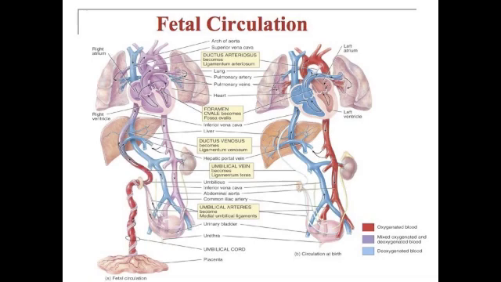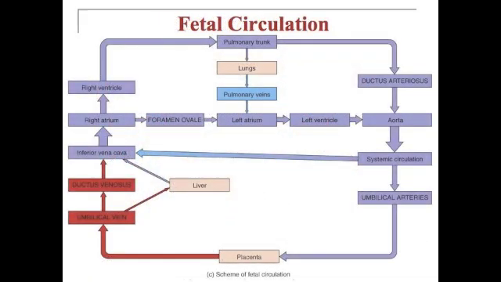So in this cartoon, the gold boxes between parts A and B describe the fate of certain fetal structures once postnatal circulation is established. The lungs and the digestive canal organs do not begin to function until birth. So here we're moving on to page 837, and this shows the scheme of fetal circulation.